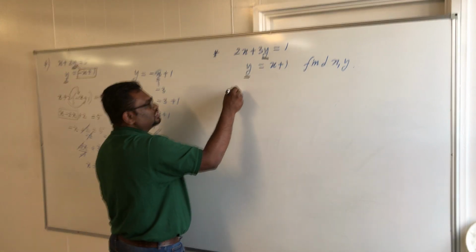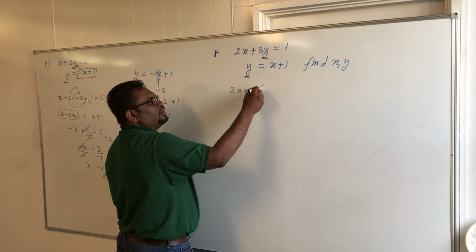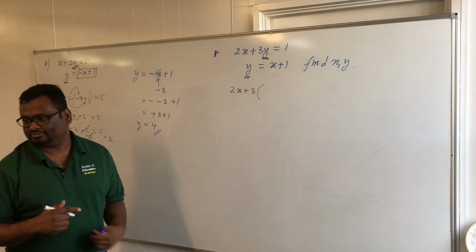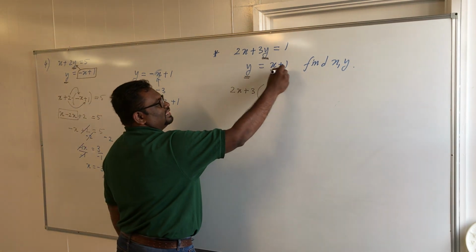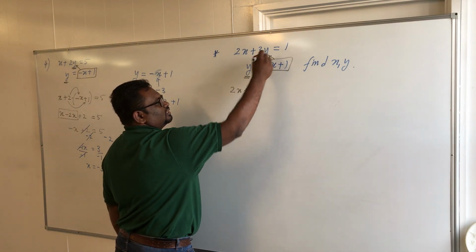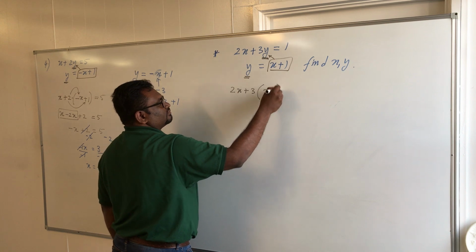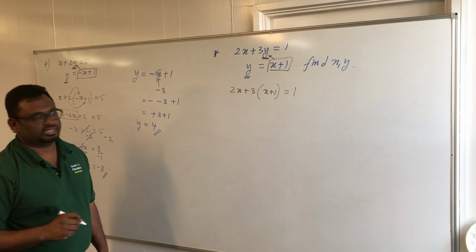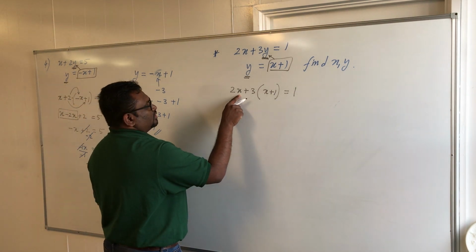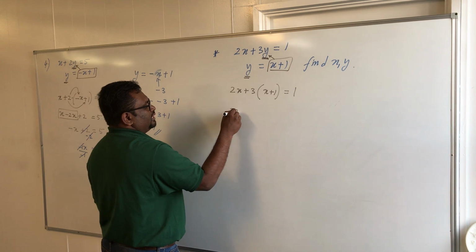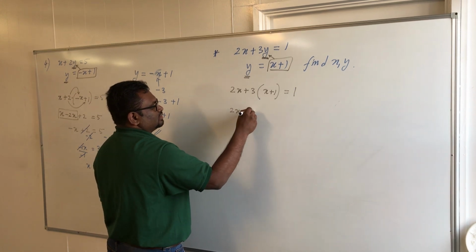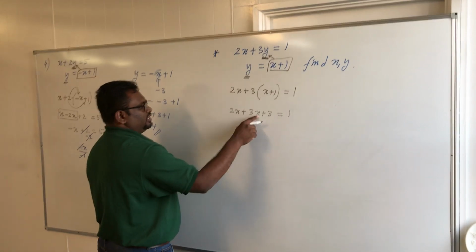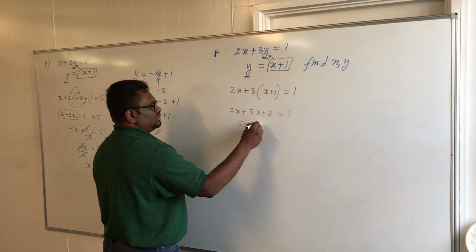So you have 2x plus 3. Why are you putting a bracket, guys, now? Right? Because you are putting this guy here. So it's going to be x plus 1 is equal to 1. Now you get this. So now here you have 2x plus 3x plus 3 is equal to 1. So now here you get 5x plus 3 is equal to 1.